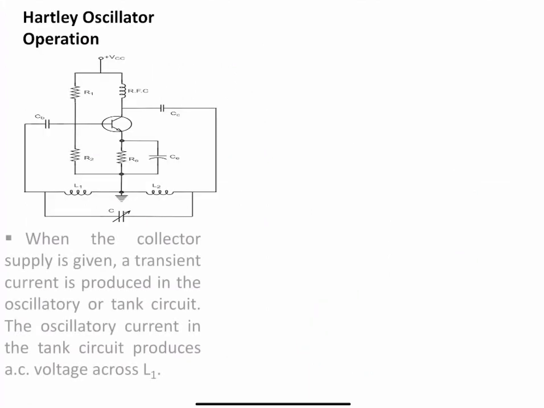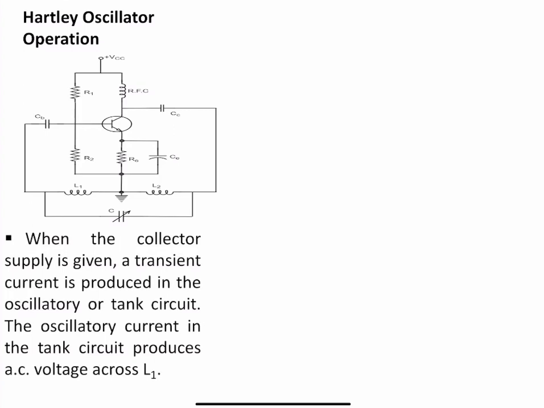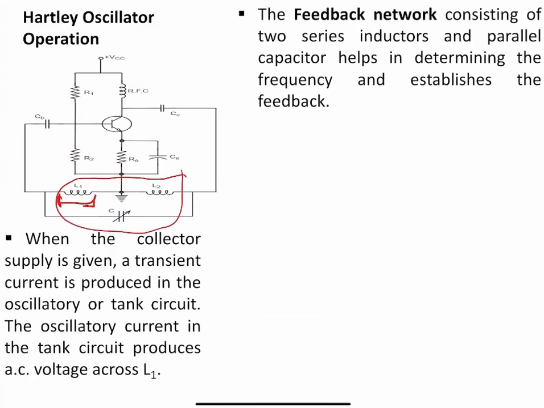Now for the frequency of oscillation. What is the operation? When the collector supply is given, a transient current is produced in the oscillatory or tank circuit. This is the frequency determining, parallel resonant circuit, or tank circuit. The oscillatory current in the tank circuit produces an AC voltage across the inductor L1. The feedback network consists of two series inductors which help in determining frequency and establishing the feedback.